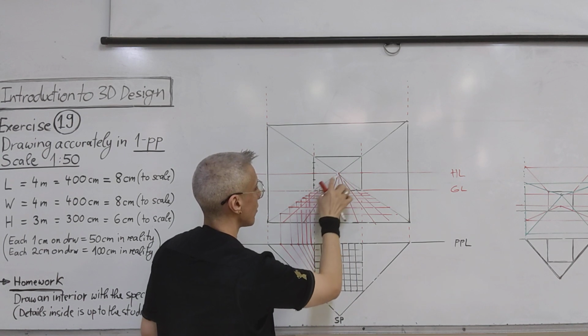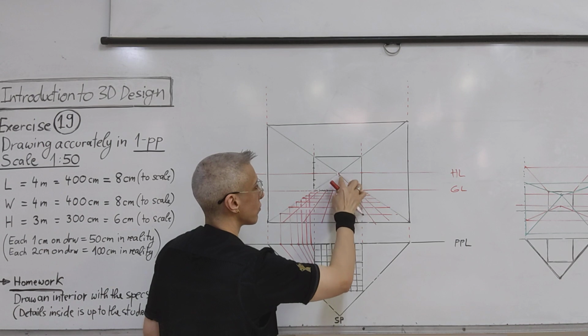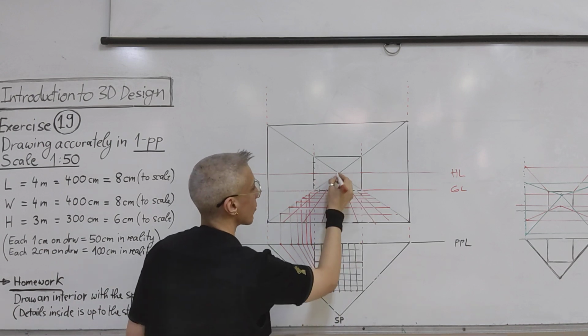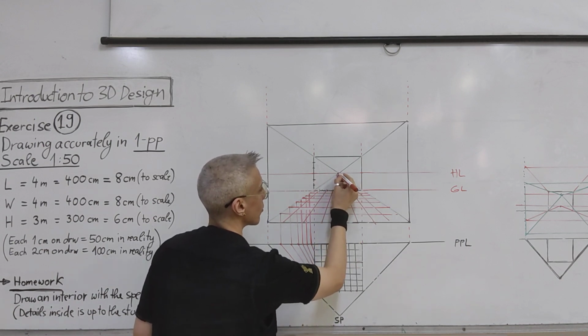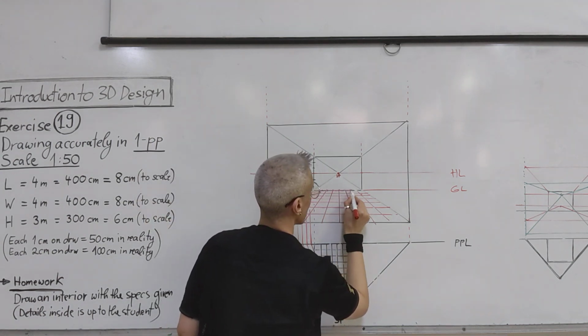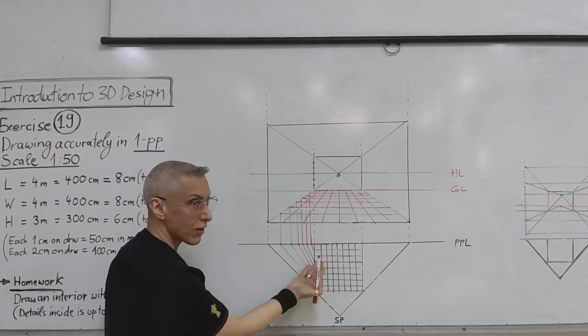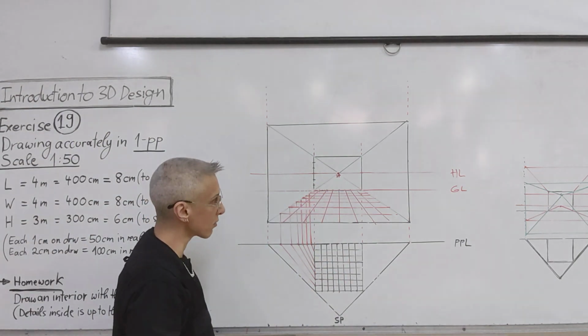So let me delete this area here because we don't need it. We need what is on the floor, so we don't overcrowd the lines. So this is here the vanishing point, okay? So the tiles have been transferred to here, to the floor.